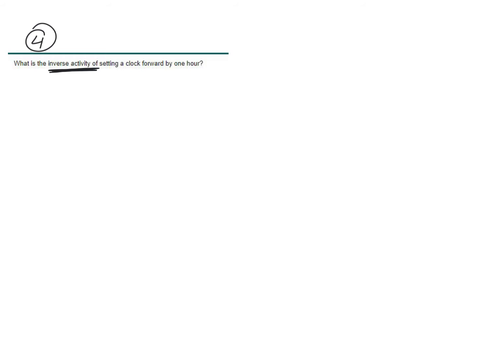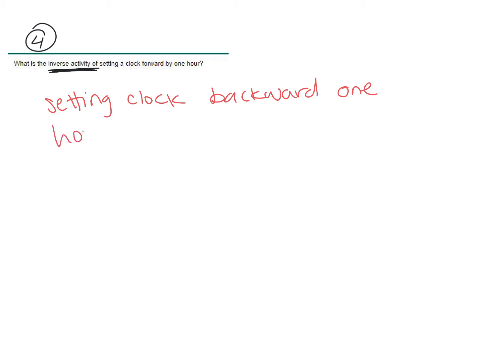All right, you guys are great, and you are very fast at typing. So it says, what is the inverse activity of setting a clock forward by 1 hour? We would set the clock backward by an hour, or something of that sort would be the inverse operation.